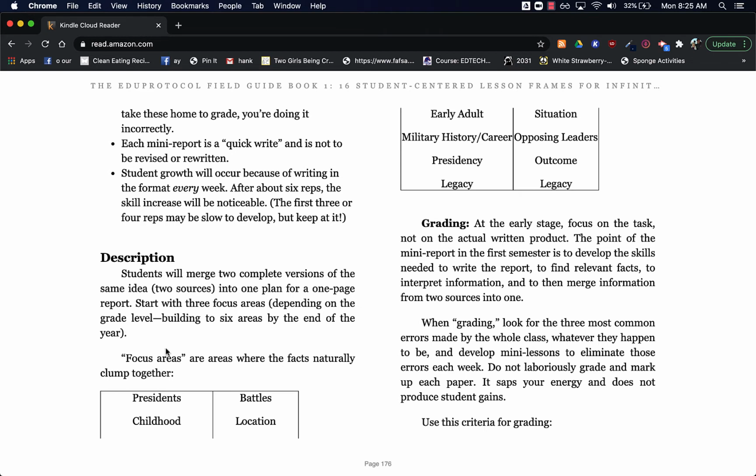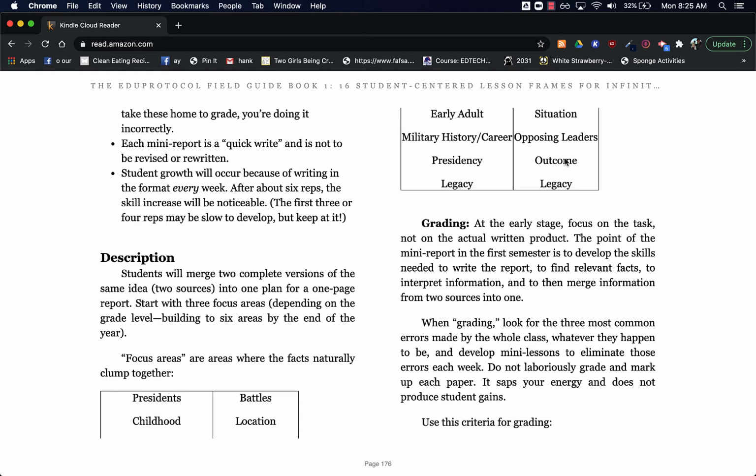In the example that I'm going to show you, we'll talk about a president. And so if you think about some focus areas of a president, especially thinking historically in the 1800s and things like that, we have things like childhood, their early adult life. Many of them were involved in the military, or they may have had another career. They have their presidency, where that's a focus area, and then the legacy that they left. You might think about battles of a certain war as well.